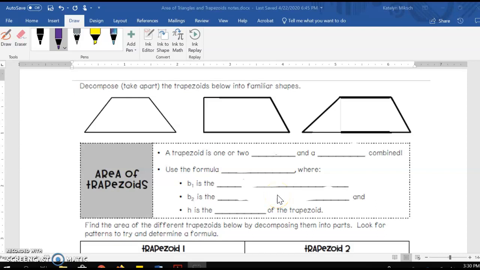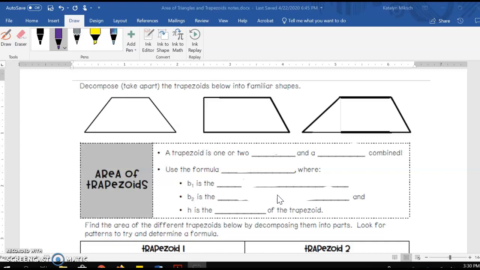Okay, students, so now you should be on the second part of your notes. You should have already watched the video and done the notes for area of a triangle, and now we're moving on to area of a trapezoid. And remember, you should have also already watched the other videos in Canvas on area of a trapezoid and triangle.